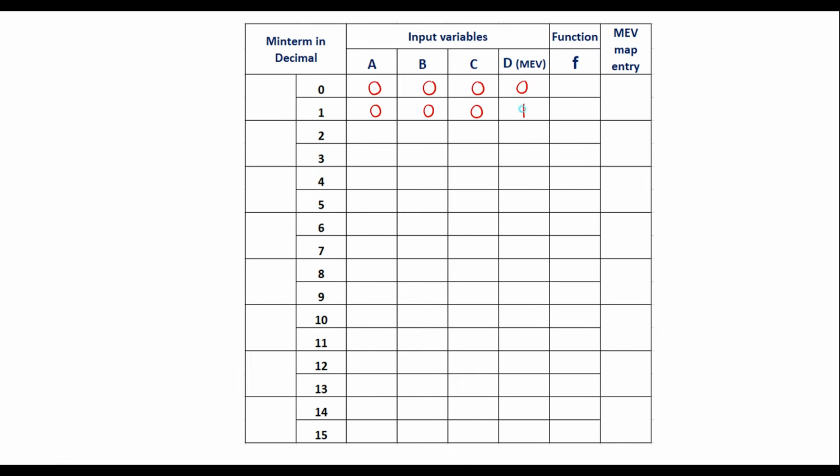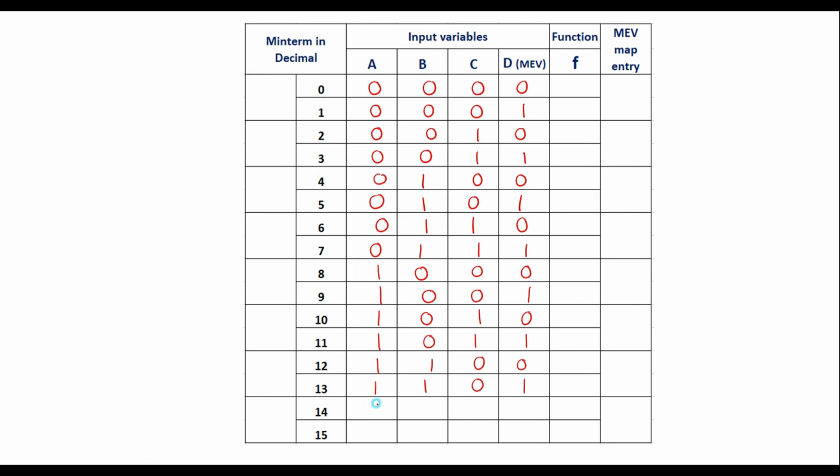0, 0, 0, 1, 2 is 0, 0, 1, 0, 1, 1, this is 4, 5, 6, 7, 8, 9, 10, 11, 12, 13, this is 14, and finally we have 15.